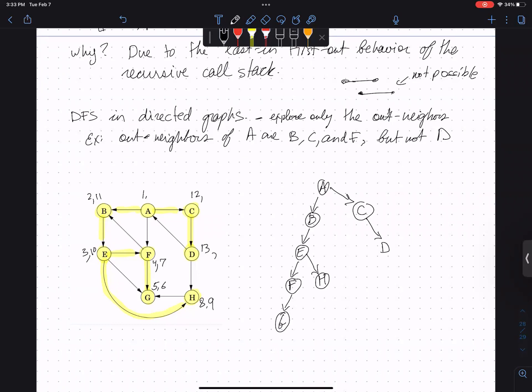And from D, now all my neighbors have been visited. I have nowhere to go next, so I wrap it up. I put 14 here. I go back up. I wrap up C. I put 15. And I wrap up A, and I put 16. When we go back up, we're going against the edges because this is going up the recursive call stack to explore U.